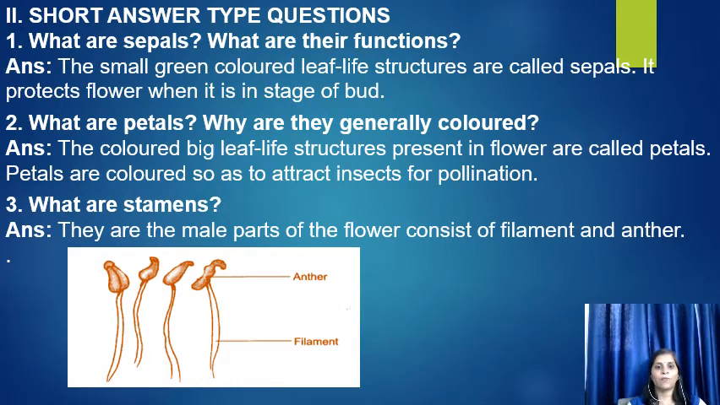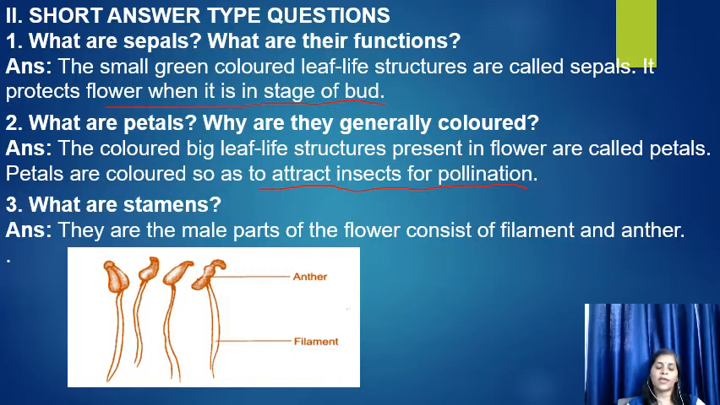Short answer type questions. What are sepals? What are their functions? The small green color leaf-like structures are called sepals, and they protect the flower when it is in the stage of bud. What are petals? The colored big leaf-like structures present in flowers are called petals, and petals are colored to attract insects for pollination.